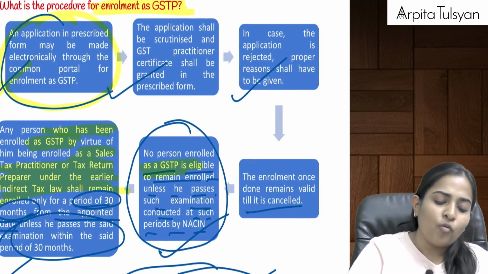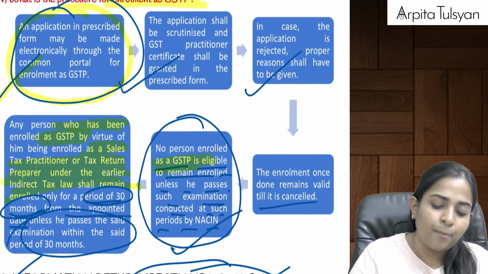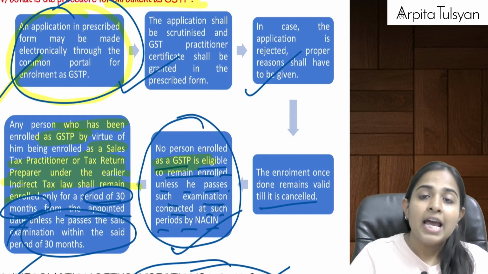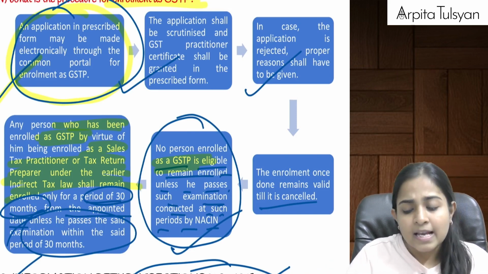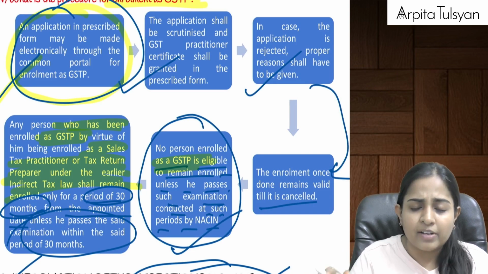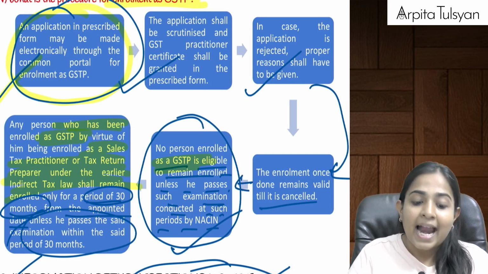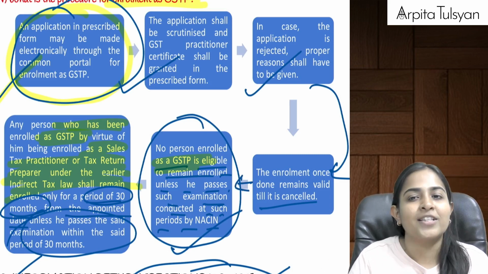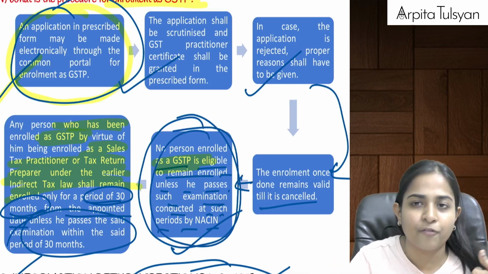If you want to get enrolled as a GST practitioner, you can make an application on the GST portal. If you have those qualifications, your application will be checked. If rejected, they will provide you the reasons. Otherwise, the application will remain valid until it is cancelled by the department. And definitely, if you want to enroll yourself as a GST practitioner, you have to clear the examination conducted by the portal from time to time.